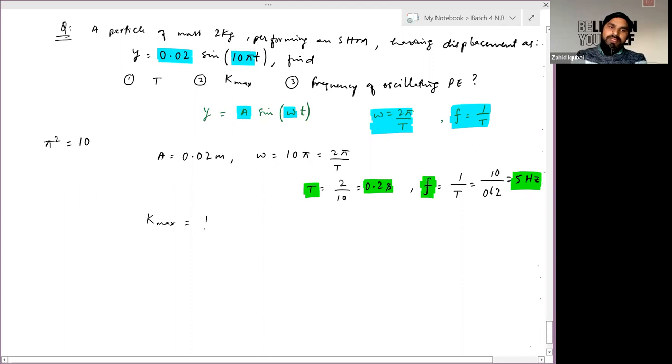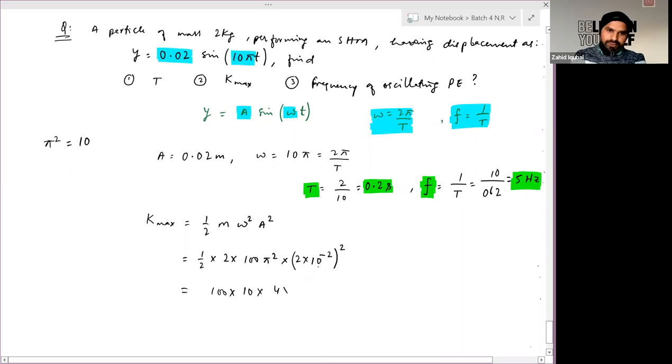K max according to the formula is half m omega square a square. Half, mass of body is 2 kg. Omega is 10 pi, so on squaring it will become 100 pi square. A square is 0.02 squared, so it will be 2 into 10 to the power minus 2, whole square. So 2 and 2 will cancel out. So 100. Pi square is 10.